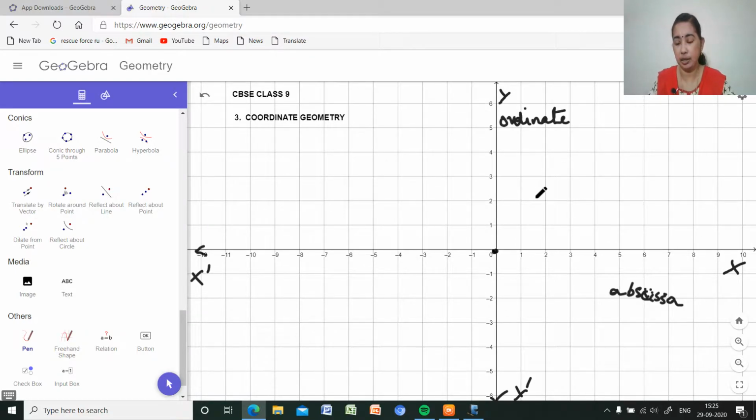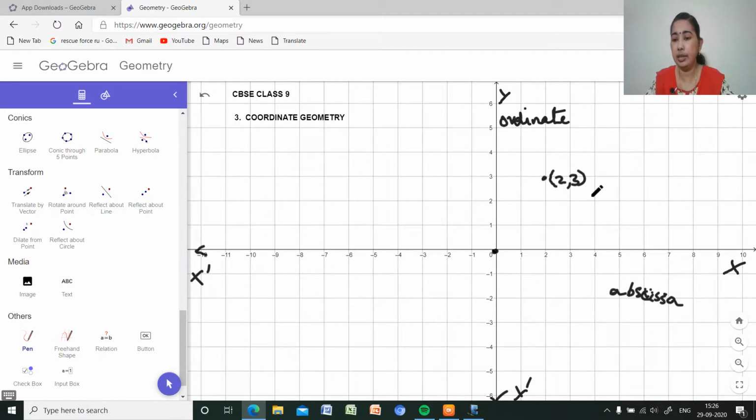Then how to mark points on the plane? If I need to locate the point (2, 3), what you have to do is take 2 from the x-axis and 3 from the y-axis, and the meeting point we call the ordered pair (2, 3). The first value is taken from the x-axis, the second from the y-axis, and the intersecting point is the ordered pair (2, 3).